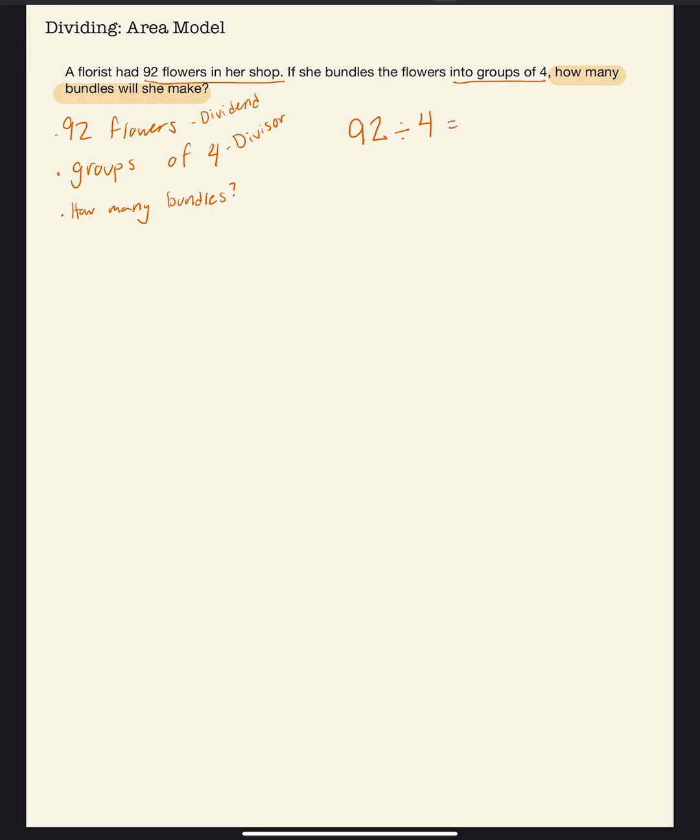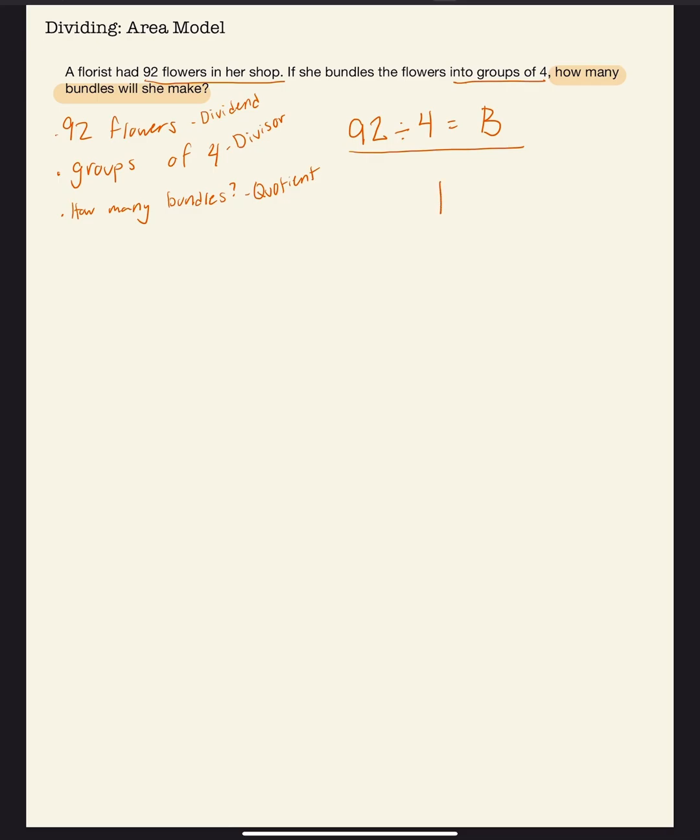And then last but not least, I'm looking for how many bundles she will make. So this missing piece of how many bundles she would make would be my quotient, because my quotient is the answer to the division problem. It's the number of items in each group or the number of groups I have or whatever we are looking for. So this would be my quotient. Okay, so my problem is 92 divided by 4 equals B, or equals bundles, equals something.